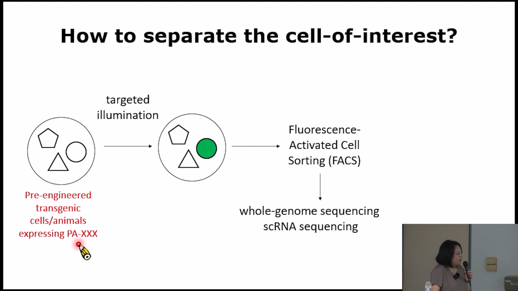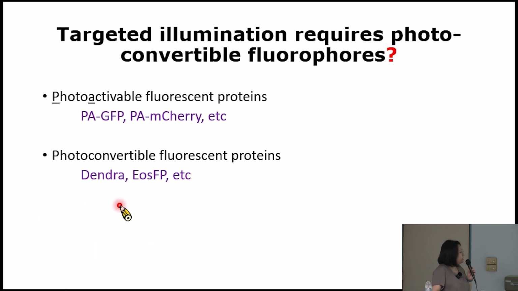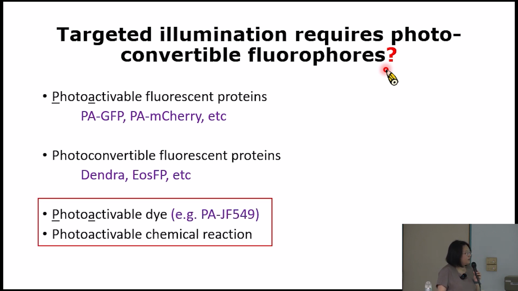To address that, there are different kinds of methods that don't rely on pre-engineered transgenic cells or animals, which I think is also amazing. So these are the things that we talk about, and now I add a question mark here. Does targeted illumination actually require a photo-convertible pre-engineered protein? The answer is no. There are other possibilities.